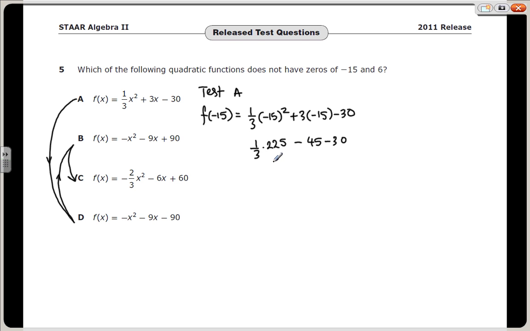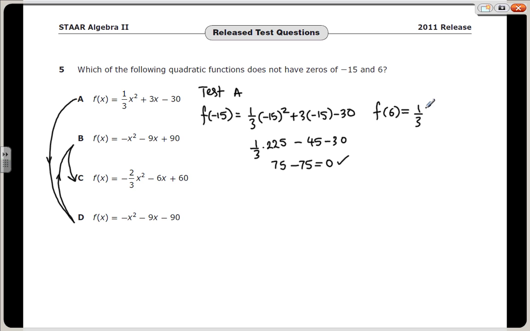A third of 225 is 75, minus 75, which equals 0, which is good. Next thing we need to do is f of 6. We have to plug in both of them into the function, and then we're going from there, right? So f of 6 is 1/3.